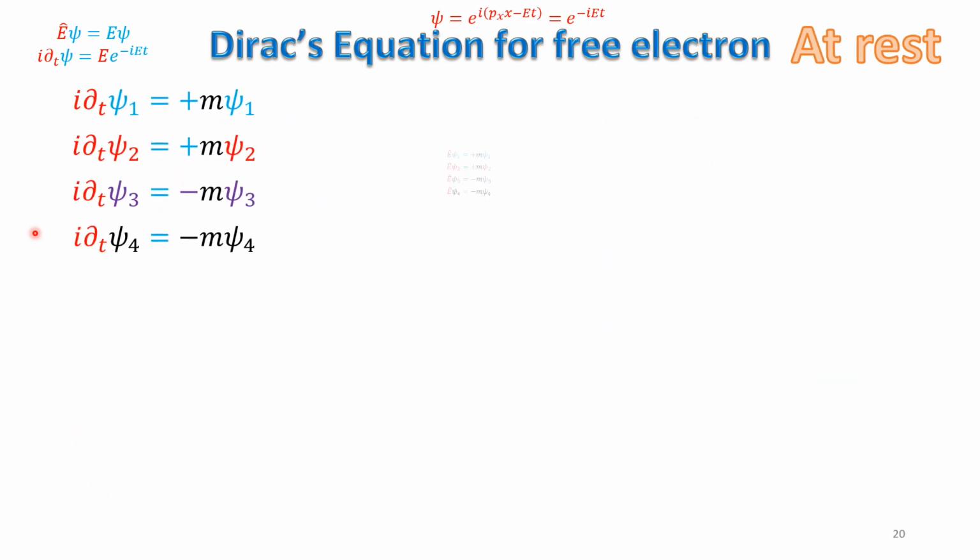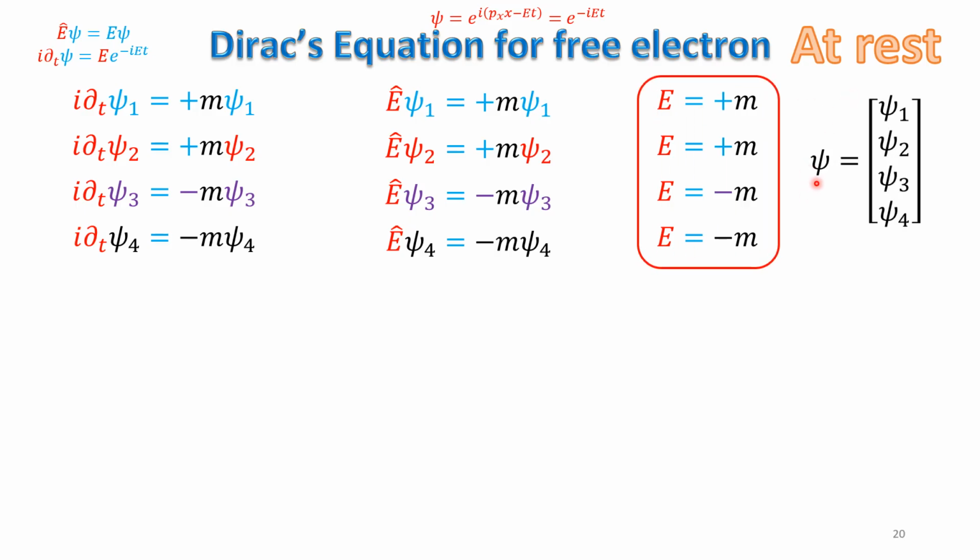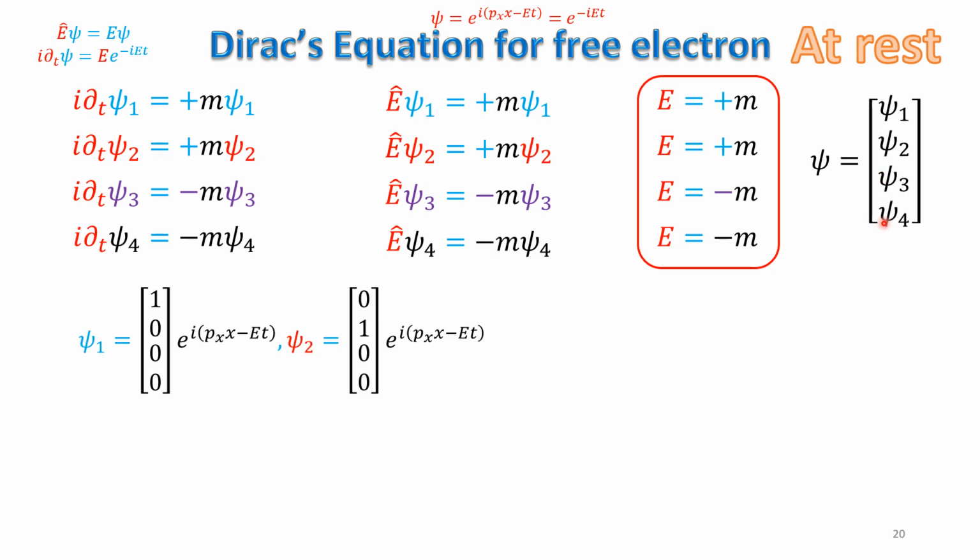Now again I am writing the same set of equations wherein we have I into del T as the energy operator operated on wave function psi1 offers plus m. The energy operator operated on psi2 offers m into psi2. So the eigenvalue is m, and it's a kind of equation E equal to mc square. And psi is psi1, psi2, psi3, psi4, composed of two spinors.